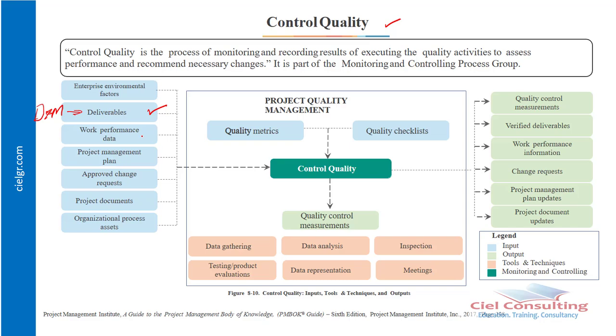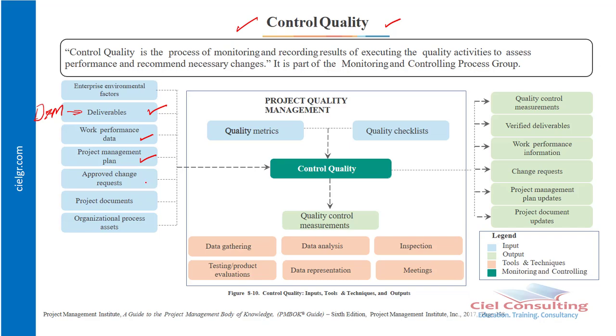Then also your work performance data. Don't forget that your work performance data is what you're going to be comparing with the deliverables. The work performance data here refers to all the data that you've gathered in the course of this implementation. And then you also need the project management plan as an input during the control quality process, because the quality management plan will already be integrated into the project management plan, and it has already stipulated how you're going to carry out the process of the control quality.